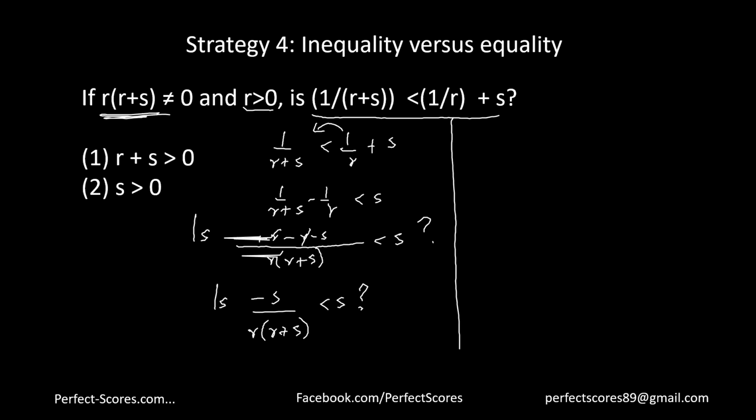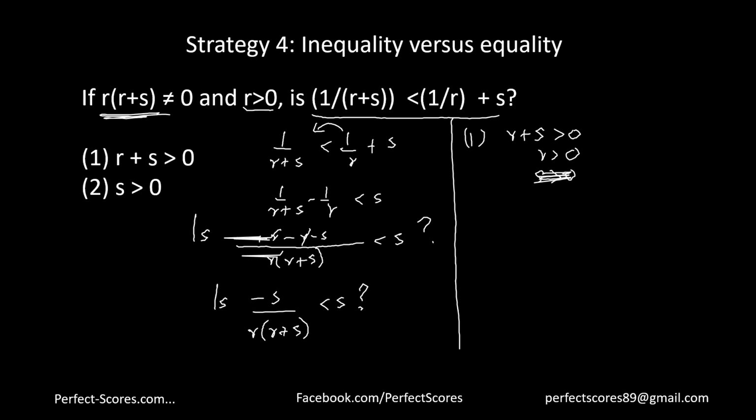Let's look at the first statement. First statement says that R plus S is greater than 0. And I know that R is greater than 0. If R plus S is greater than 0 and R is greater than 0, that means S is greater than 0. Because if the sum of two numbers is greater than 0, no, actually that is not always the case. Let me think about that. S can be negative also. If 3 plus 2 is greater than 0, yeah, it's not always the case. So R is greater than 0 and R plus S is greater than 0. So I know that this number over here is actually positive.